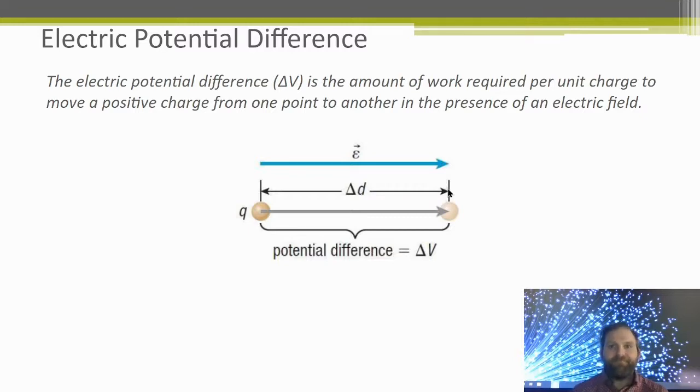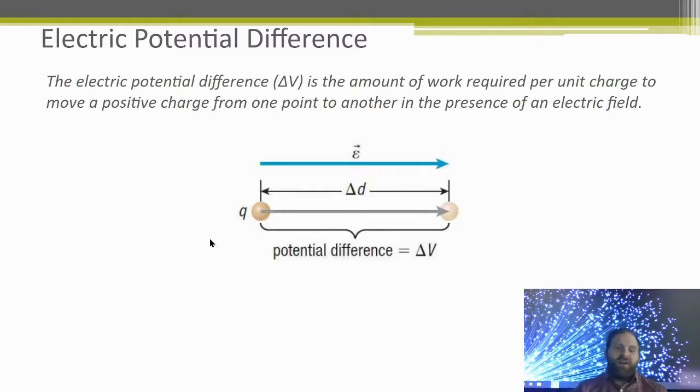Okay, so electrical potential difference, if we want to talk about delta V, is the amount of work required per unit of charge to move a positive charge from one point to the other in the presence of an electric field. That's pretty much the words that are here. And if we look at this diagram, all that's saying is the amount of energy per charge that's required to move this charge from here to here.